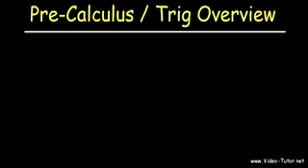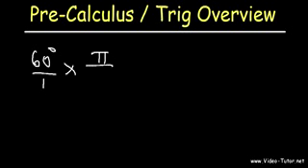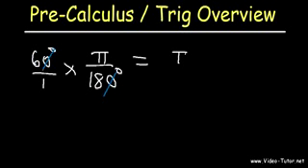So let's begin. Let's say you want to convert degrees into radians. Let's say you have 60 degrees. If you want to convert it to radians, simply multiply by pi over 180. That's all you got to do. So here we can cancel the zeros. If we divide it backwards, 18 divided by 6 is 3. So we get pi over 3.